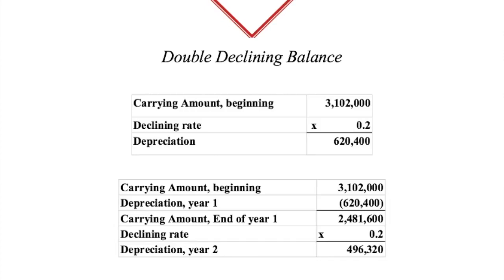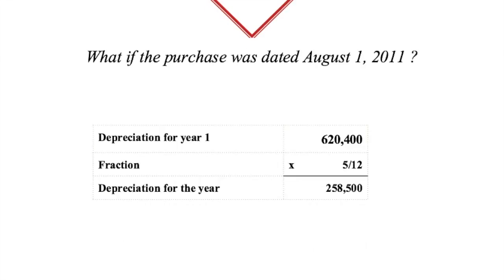For the depreciation at year 2, we use the carrying amount at the end of year 1, which is 2,481,600 times 20% to get the depreciation of 496,320. Comparing this method to the sum of years digits method, double declining balance is actually easier. If the purchase was dated on August 1, 2011, we will just allocate the depreciation for year 1 for 5 months to get the depreciation for the year of 258,500.